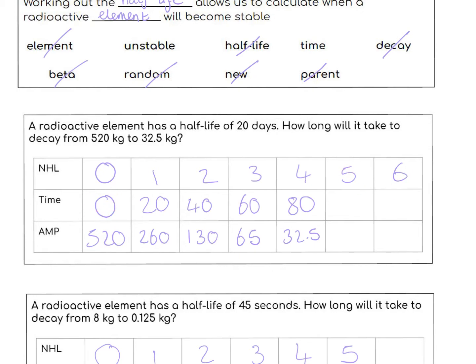Time always starts at 0 then, and then activity, mass or percentage starts at whatever the percentage or mass they say to start with. Each half-life's 20. Remember, you are adding 20 each time. You're not doubling. You're adding 20 each time. Okay, you're halving this each time. Okay, so the answer would have been 325.